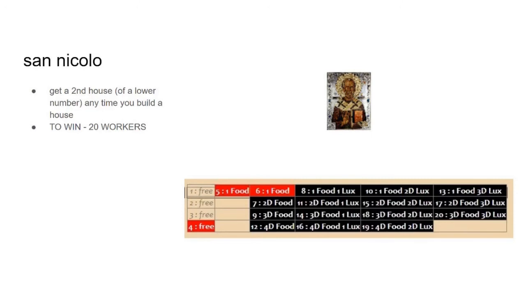His bonus is whenever you build a house, you pay for the house, you can build any house that has a number lower than the house that you paid for free. You can build a second house. So if I paid a food and 2 different luxury goods for house number 10, I could build houses 9, 8, 7, 6, 5, well, 4 could always be free. So we'll say 6 or 5 for free if I'm venerating San Nicolo.